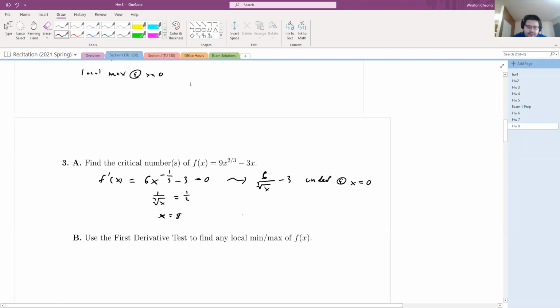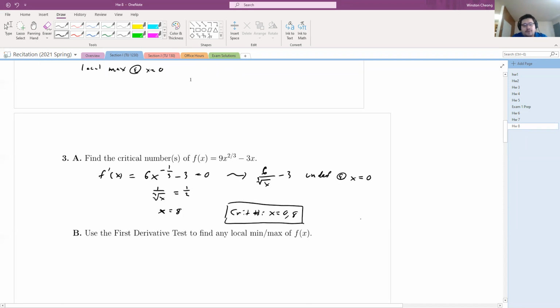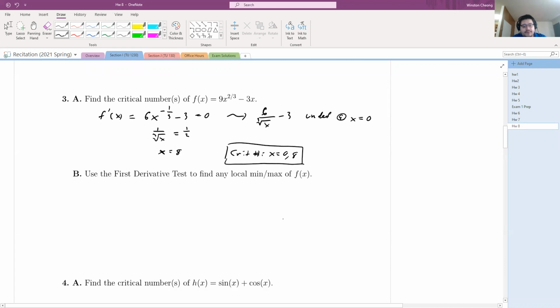So for critical numbers, I don't know if he abbreviates it in any particular way. Critical numbers, they're going to be 0 and 8. Now we use the first derivative test, which basically means we need that number line sketch. So we go ahead and try to construct that, with the 0 and the 8.